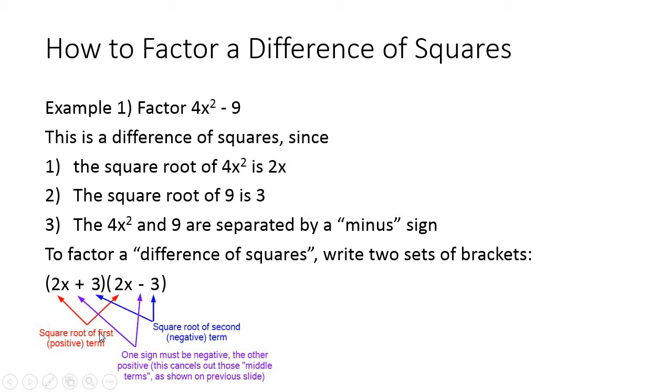So, the square root of the first, or positive term. Note, if this first number was a negative, it can't have a square root, so it has to be a positive number. This 3 is the square root of the negative term, the 9 here, and then one sign must be positive, the other negative, because when you FOIL this out, those middle terms will then cancel, as shown on the previous slides.